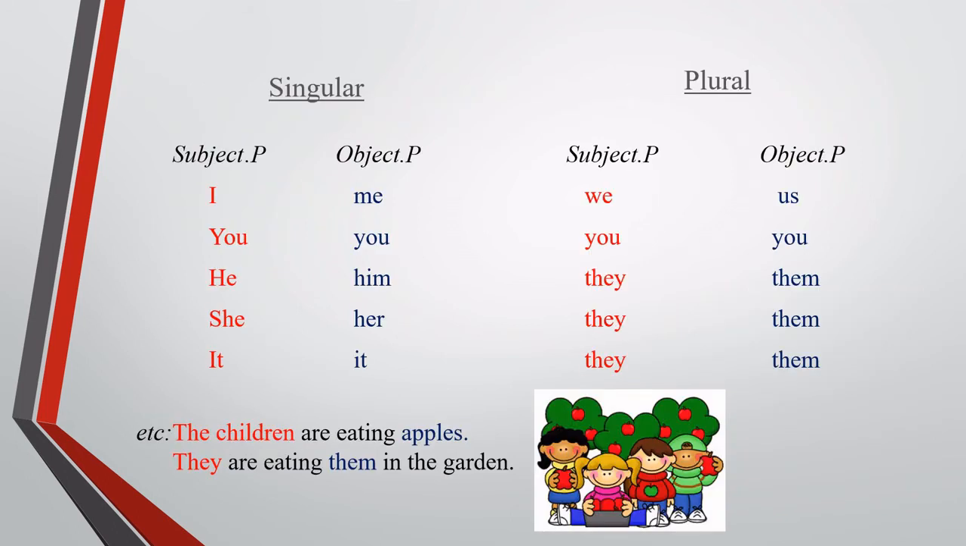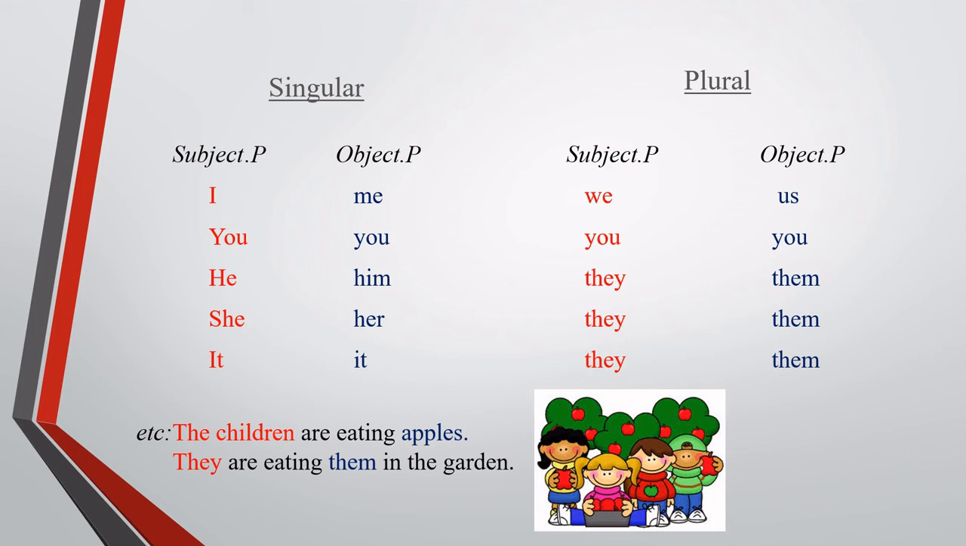This is the summary of what we learned today. Singular subject pronouns are I, you, he, she, it. The singular object pronouns are me, you, him, her, it. The plural subject pronouns are we, you, and they. The plural object pronouns are us, you, them.